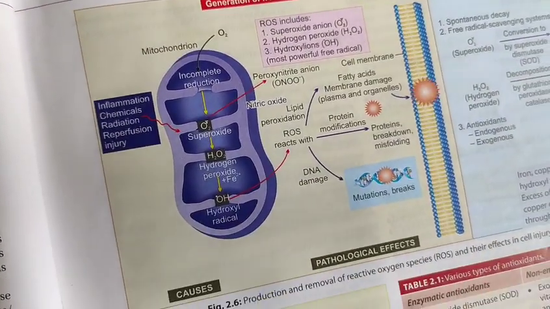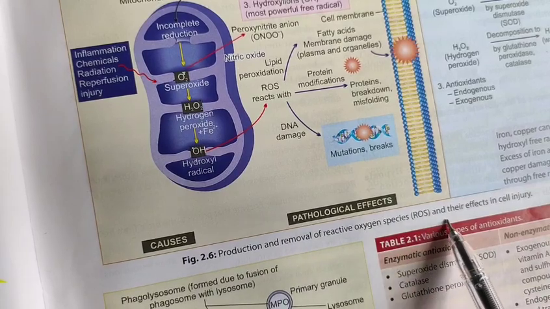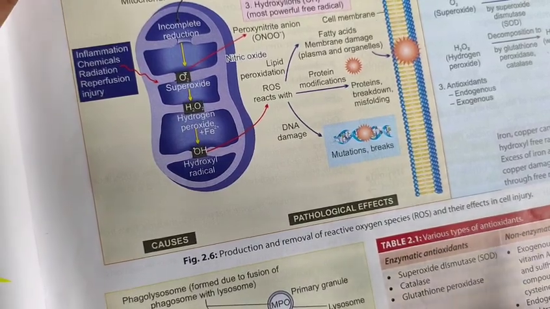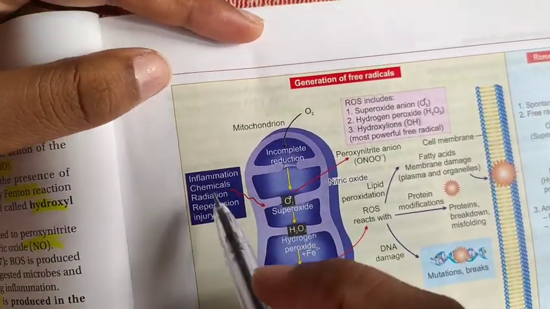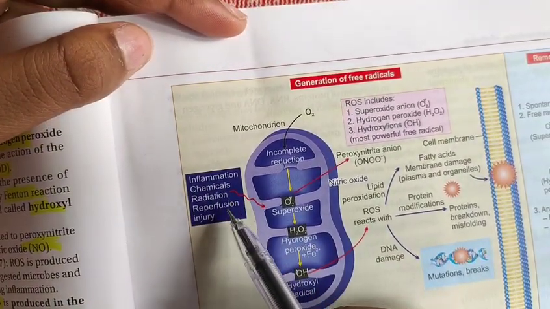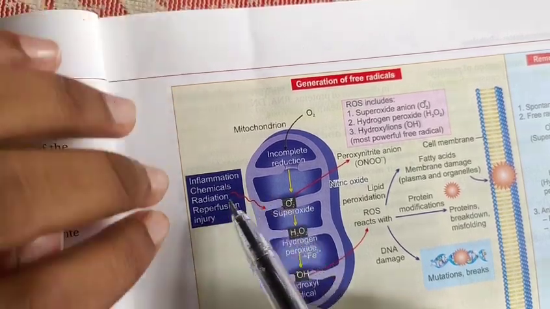Now we consider the production and removal of reactive oxygen species, and their effects on cell injury. How are these produced? During the inflammation reaction, chemicals or radiation, or reperfusion injury. These are the causes for the production of free radicals.